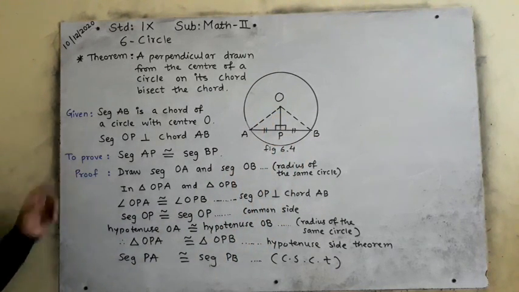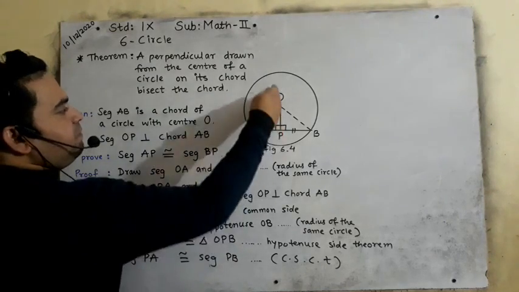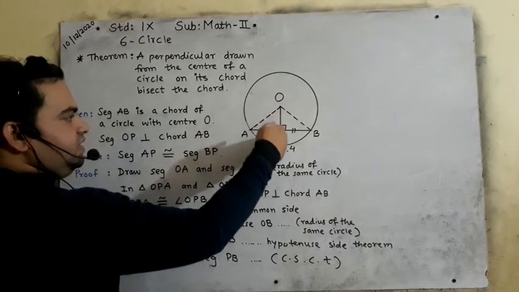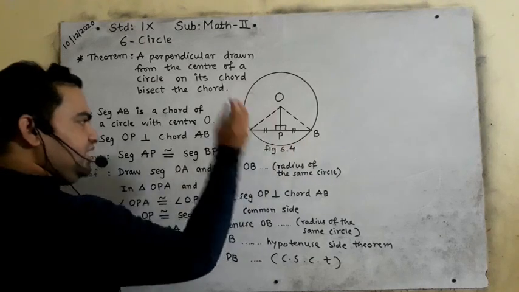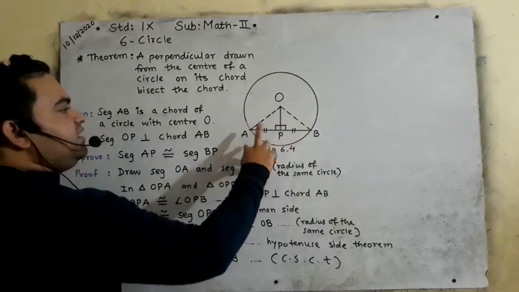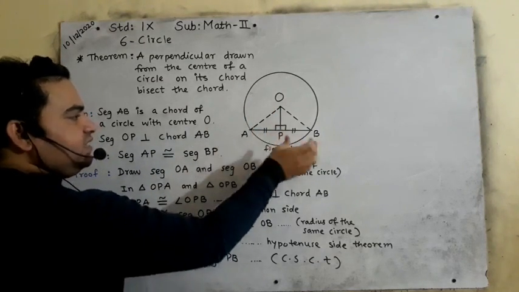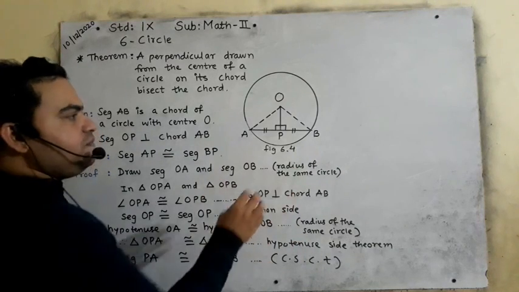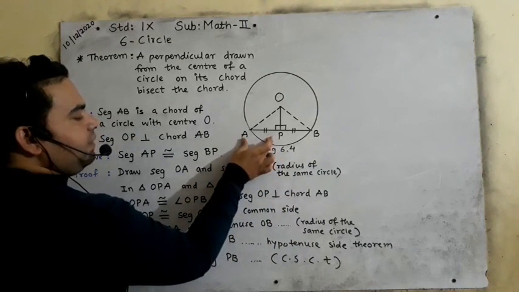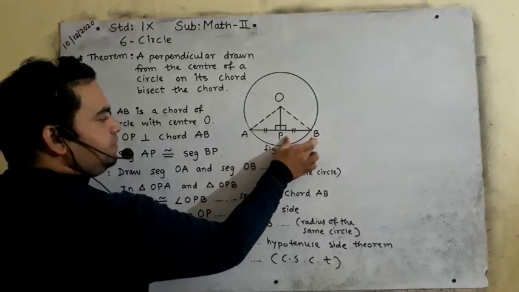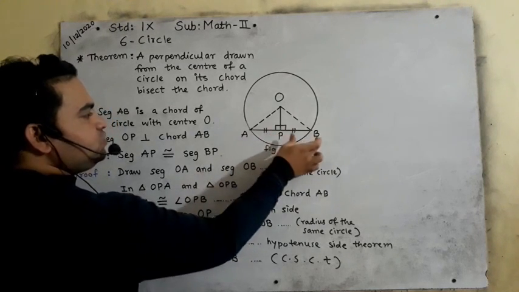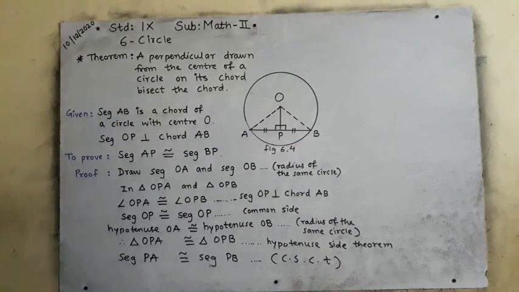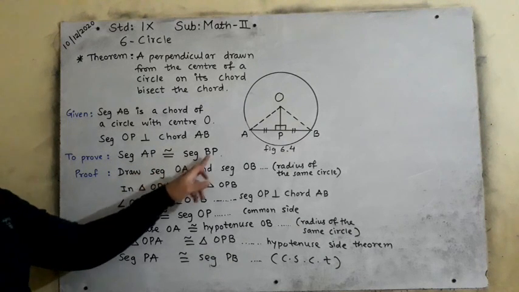So what is to be proved? We have to prove that this perpendicular segment OP on chord AB will bisect the chord. It means we have to prove that segment AP is congruent to segment BP. AP is equal to BP. We have to prove segment AP is congruent to segment BP.